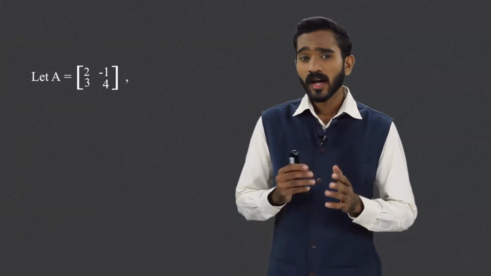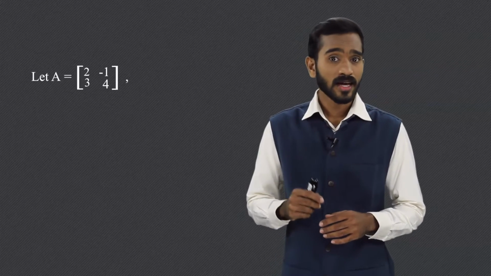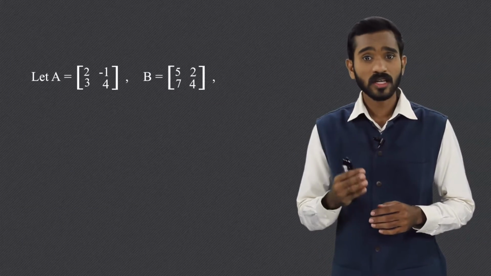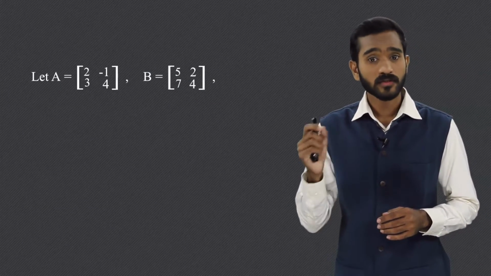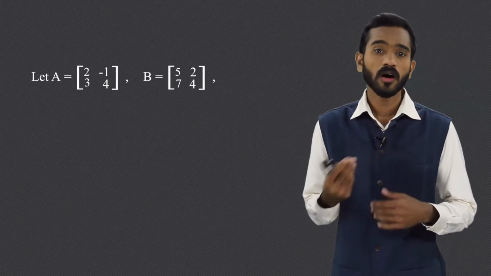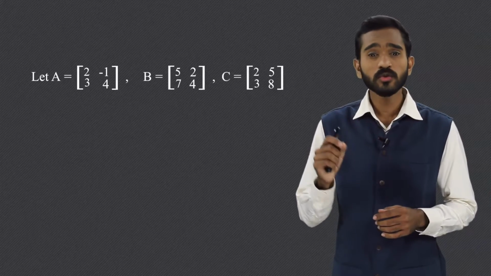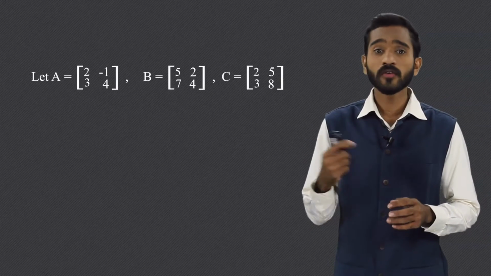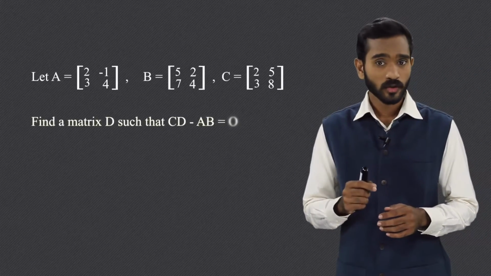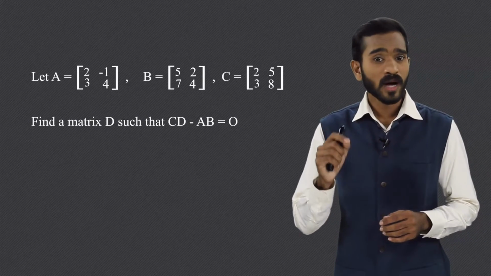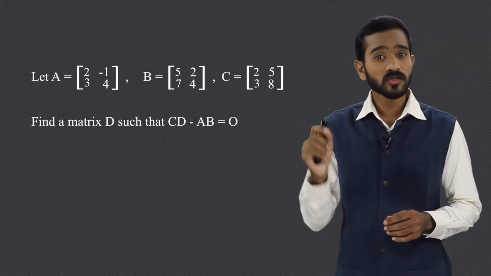The question is this. Listen. Let A be the matrix containing the elements 2, minus 1, 3, 4, a matrix of order 2 by 2, and B is equal to matrix 5, 2, 7, 4, again of order 2 by 2, and C is equal to matrix 2, 5, 3, 8 of order 2 by 2. Find a matrix D such that CD minus AB is equal to 0.